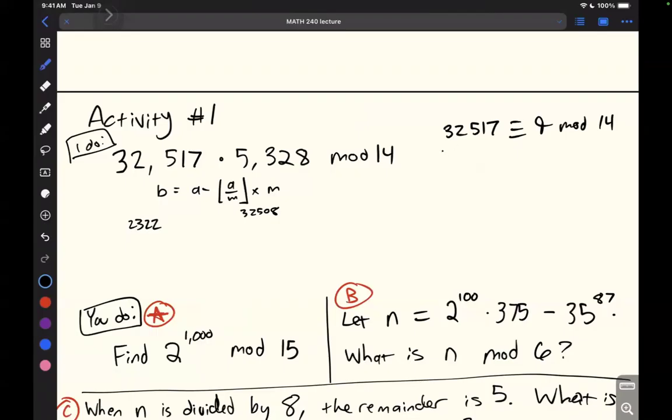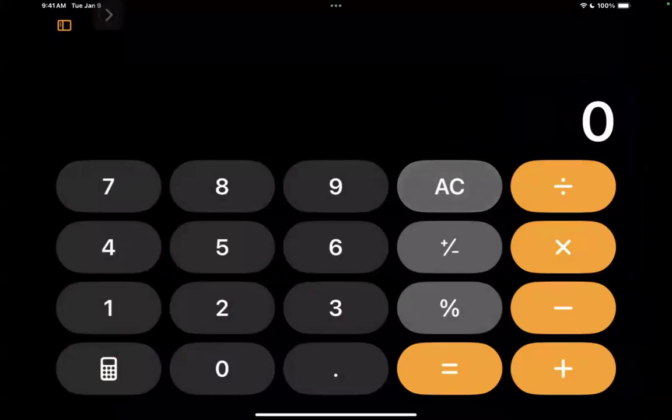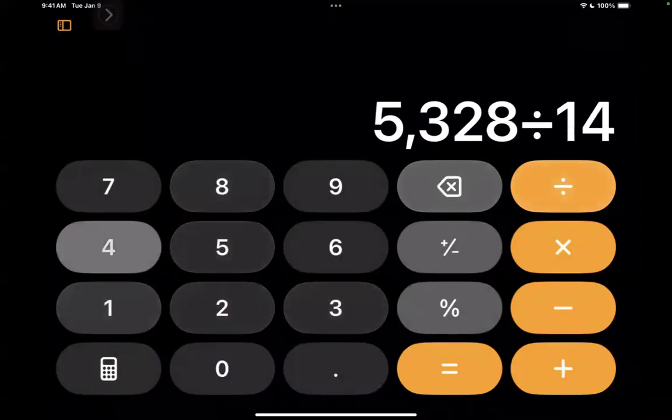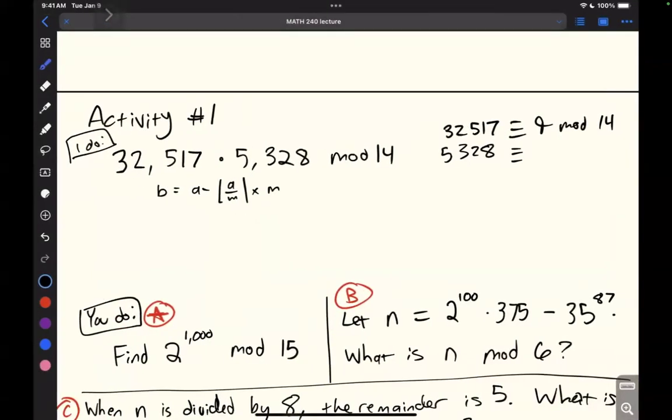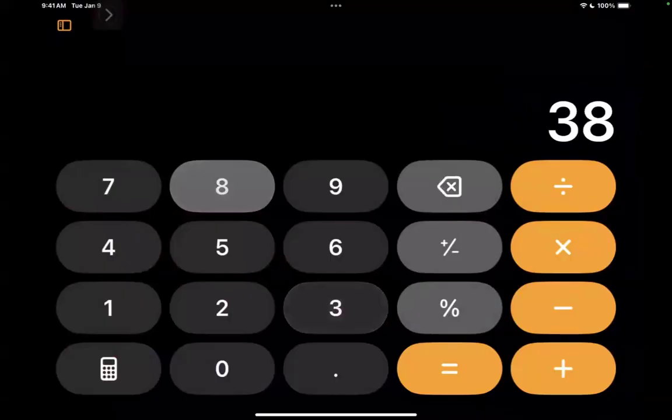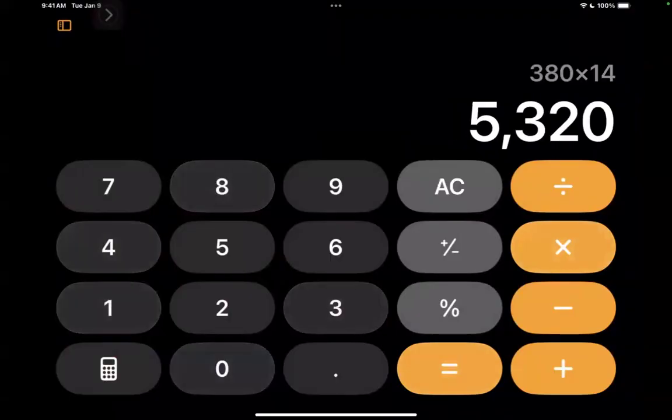And now we can do 5328. Okay, so 5328 divided by 14 is 380 and change. So this is 380 times 14. 380 times 14 equals 5320. And our original number was 5328. And so 5328 minus 5320 is 8.